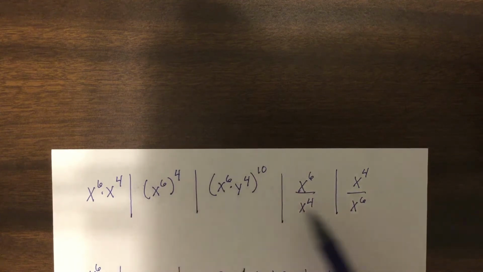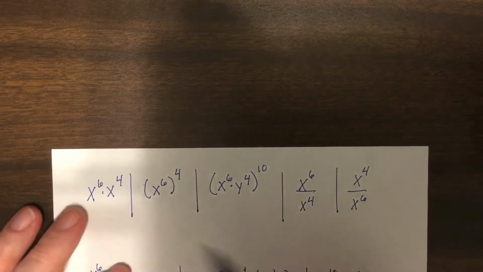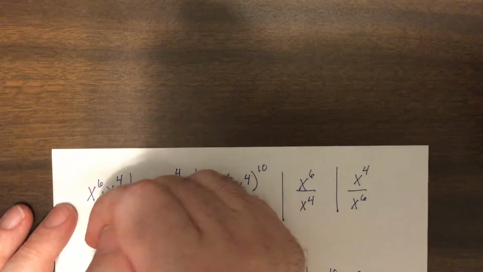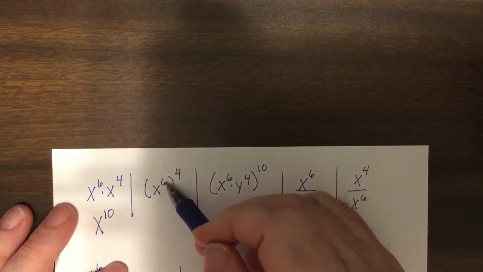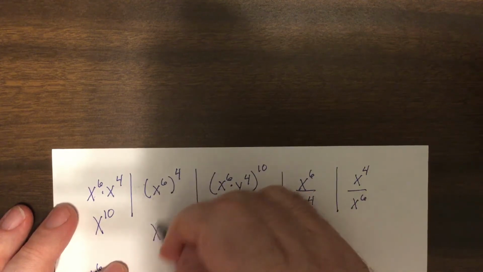So do these 5 problems and then turn me back on. Okay, when you multiply two things same base, you add the powers. So it's x to the 10th. When you have a base to a power, then you raise it to another power, you multiply, so it's x to the 24th.